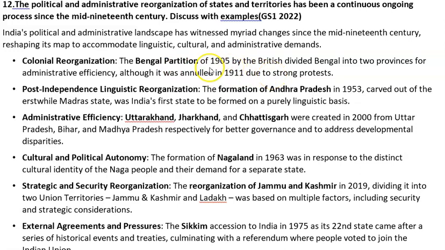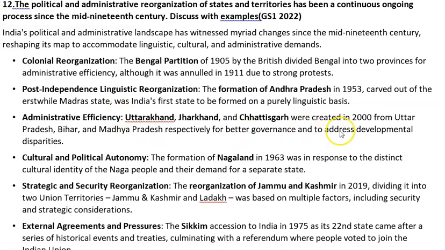So when administrative efficiency was the reason for state reorganization in the pre-independent times, in the post-independent times, there started demands for reorganization of states based on cultural purposes and for linguistic purposes, etc. And this led to the formation of Andhra Pradesh in 1953. So while this linguistic based reorganization of states was going on, there started demands for new state formation based on the requirement for better governance and administrative efficiency. That led to the formation of Uttarakhand, Jharkhand, Chhattisgarh, etc.